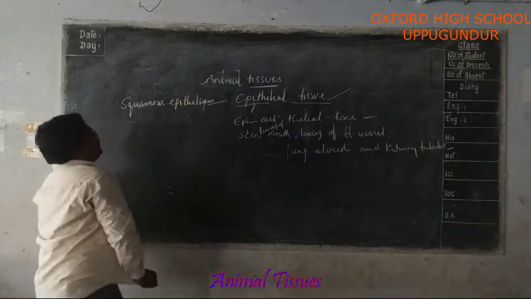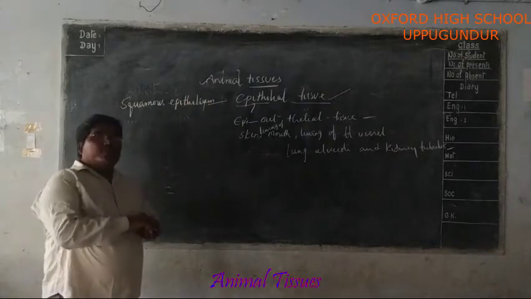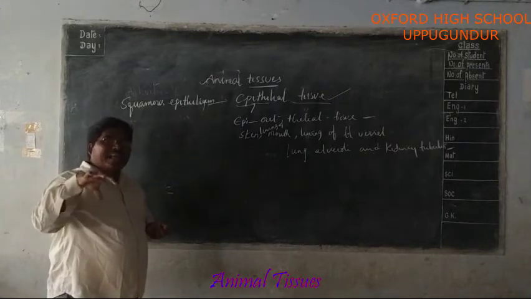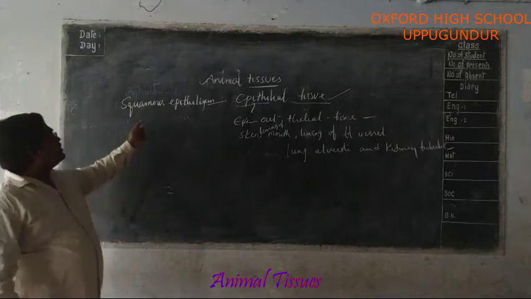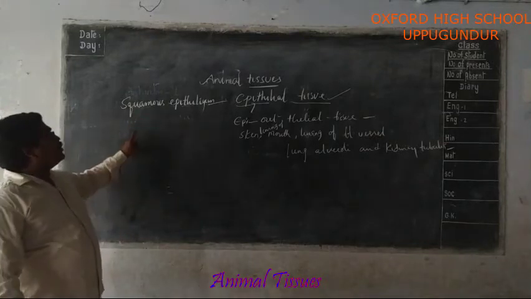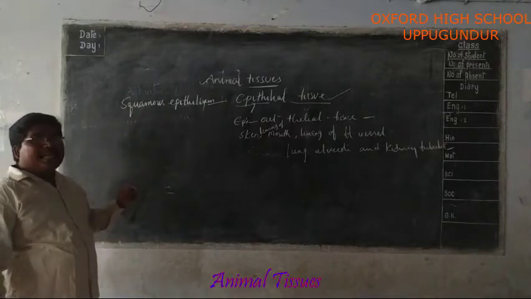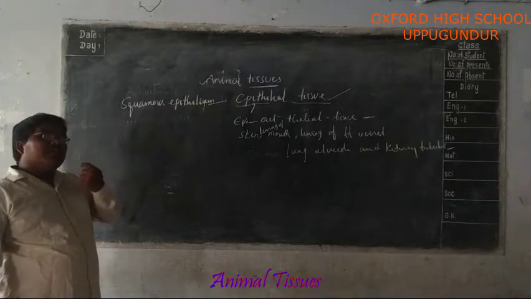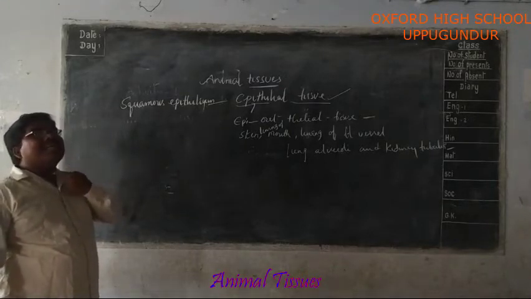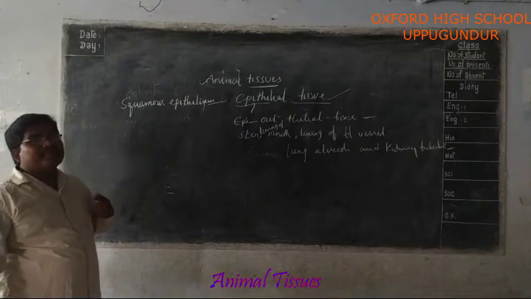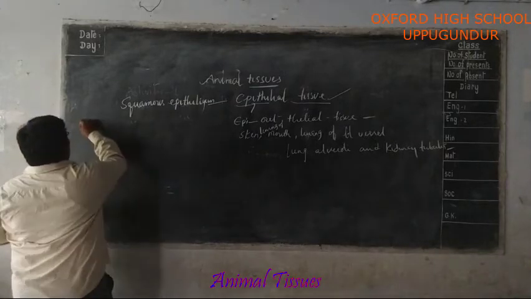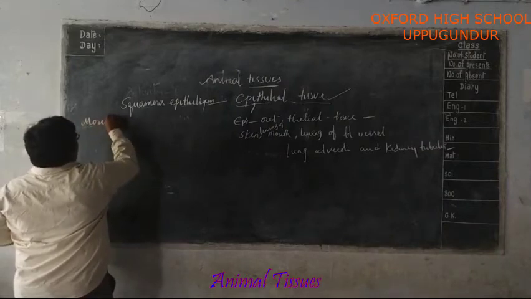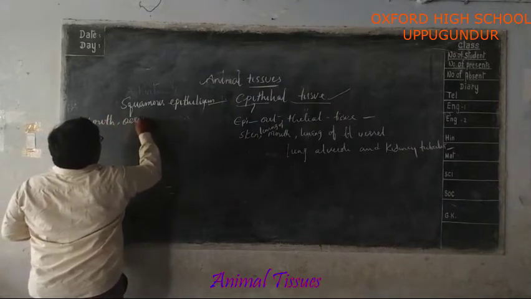Okay, squamous epithelium. Epithelium tissue which is soft and flat forms a delicate lining. It is called squamous epithelial tissue. We can find this tissue in the mouth, in the lining of the esophagus. Okay, esophagus means food pipe. It is in the mouth. Esophagus.